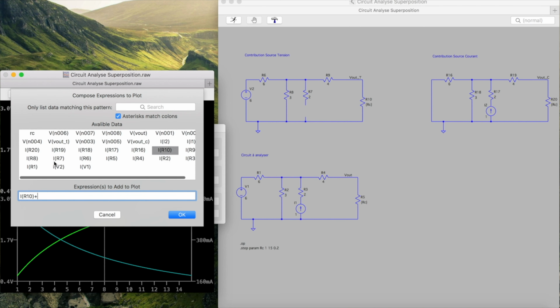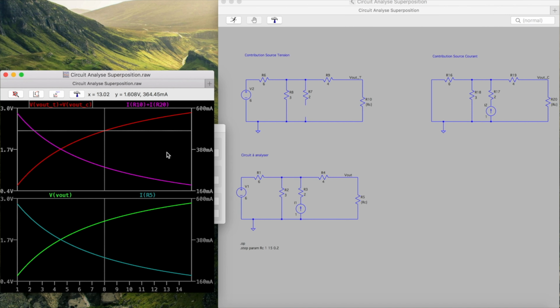We can see the same phenomenon with the current. I have summed the currents taken separately, and I also get the same result as in the original circuit. However, we will not obtain this result for the powers because the theorem does not apply to them.